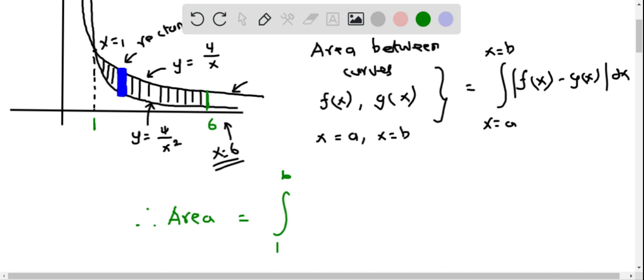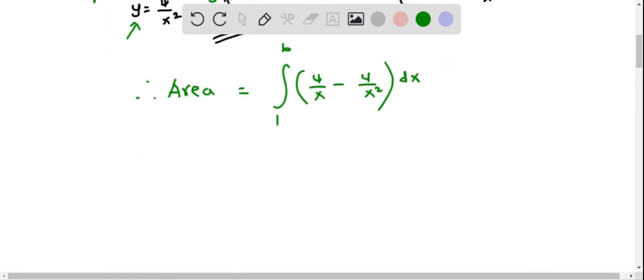and I have to put the top curve. The top curve is y equals 4 over x, and the bottom curve is y equals 4 by x squared. So I put 4 by x squared and then dx. In case we get a negative value, we can take its absolute value. So let's find this integral.